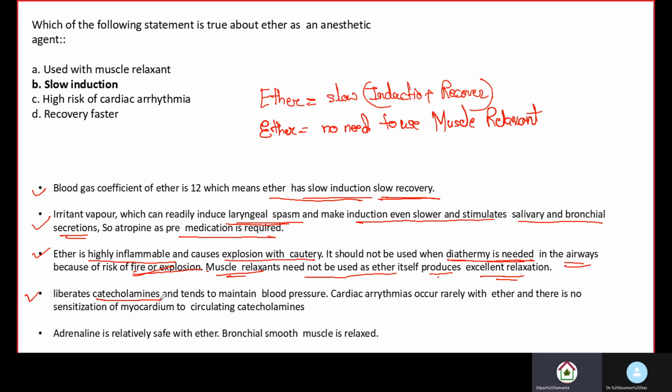It liberates catecholamine and tends to maintain blood pressure. Cardiac arrhythmias occur rarely with ether, and there is no sensitization of the myocardium to circulating catecholamines. Adrenaline is relatively safer with ether. Bronchial smooth muscle is relaxed.